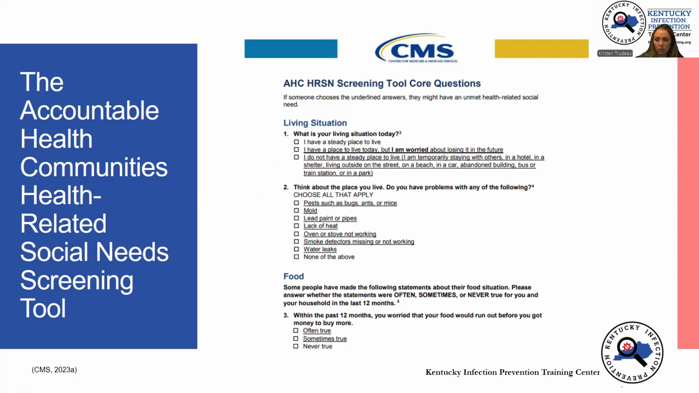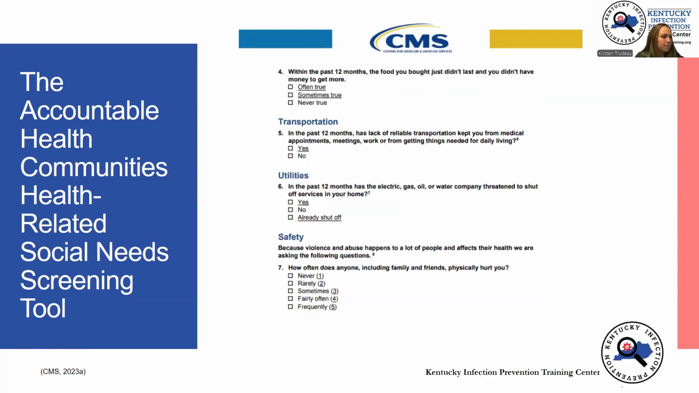They also address the duration of that, which, as we talked about, was part of a missing piece that not all of the other ones back in 2020 did. So for living situation, what is your living situation? What are the problems with that living situation? For food, in the past 12 months, so they're quantifying the time. Are you worried that you would run out of food before you get more money? And it's asking, is this always a problem? Is it sometimes true? Is it never true? Transportation in the past 12 months, again, quantifying. Have you had a lack of reliable transportation that affects getting to your medical appointments, meetings, work? Utilities. So in the past 12 months, have they had their utilities shut off? If it's yes, no, or already shut off, that's important to know.